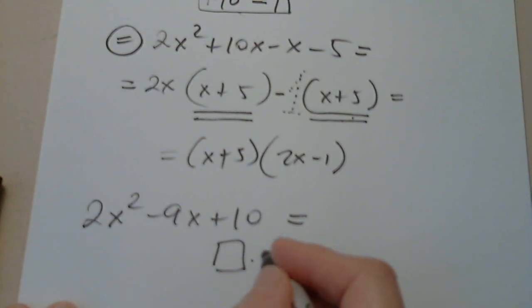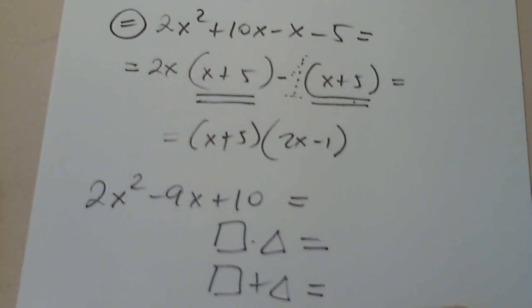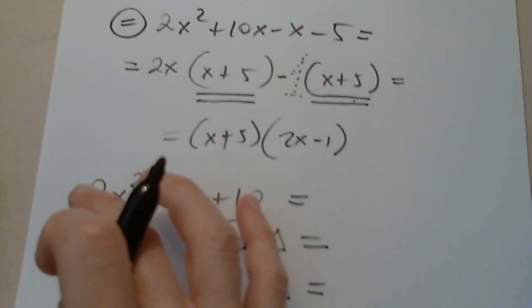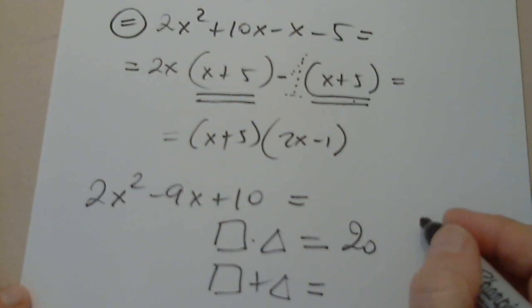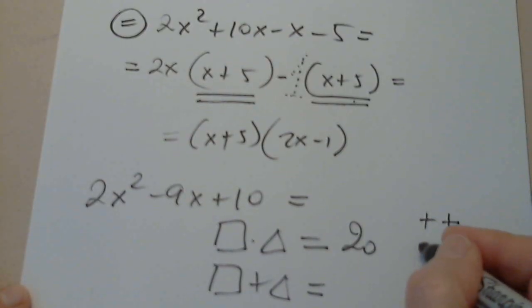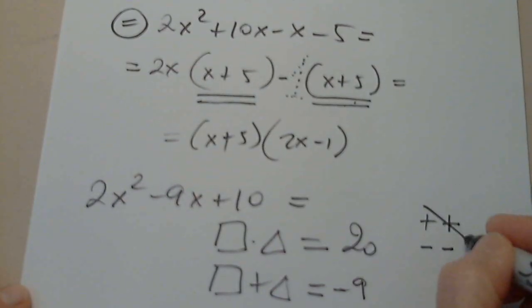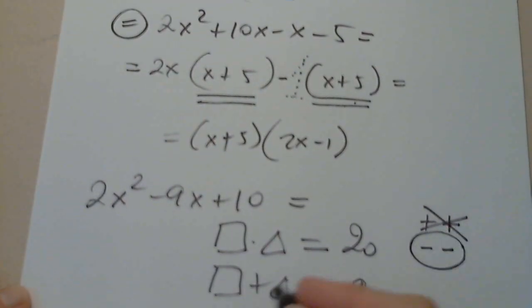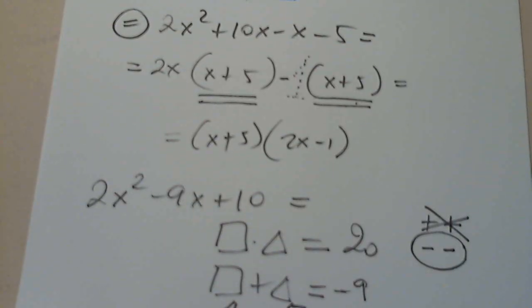So I need 2 numbers whose product is 20 and whose sum is -9. The product is positive, so they either both are positive or both negative. But because the sum is -9, both have to be negative. -4 and -5. Their sum is -9, yes. Their product is 20, yes.